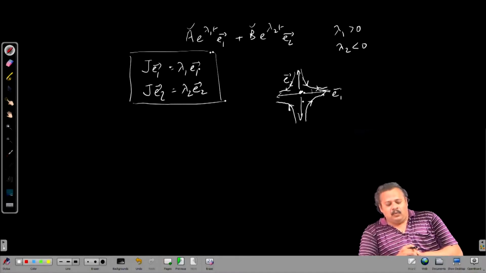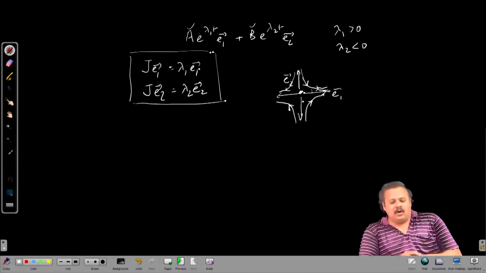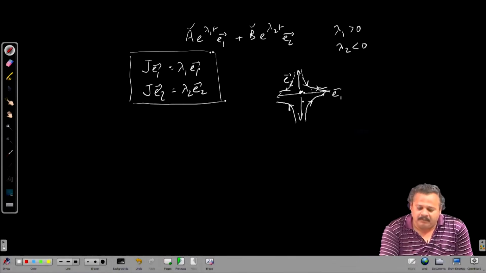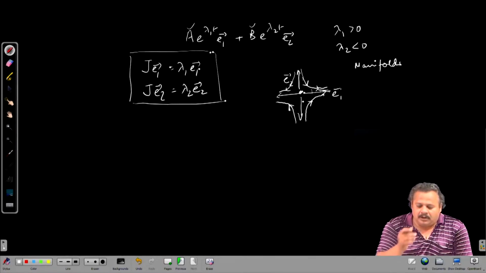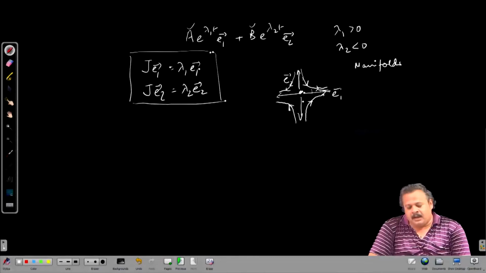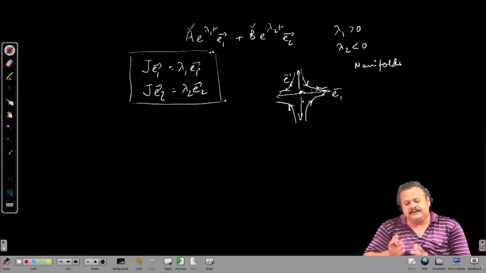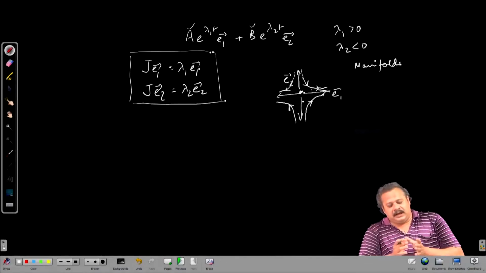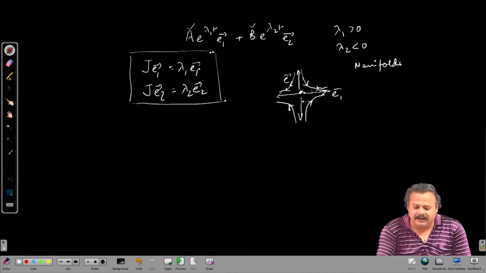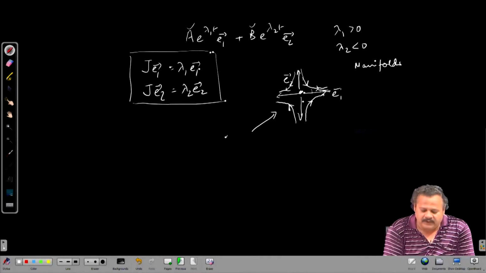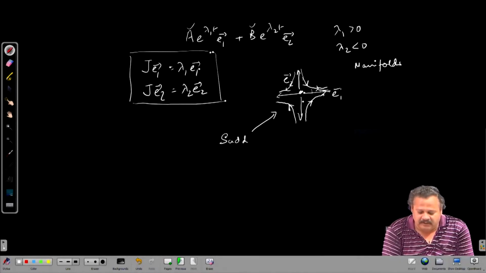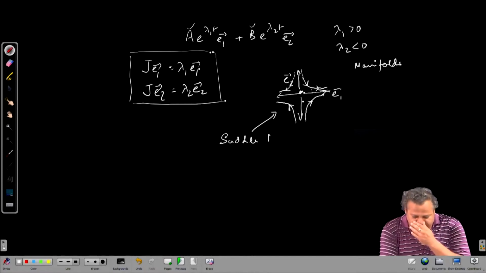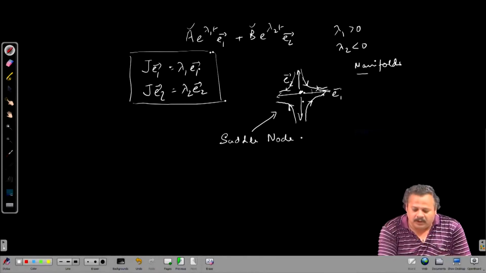So, along with this, we bring in the idea of what we call manifolds, the two essentially trajectories associated with any equilibrium point like this, which is called a saddle node. So, as we had said earlier, this kind of an equilibrium point is called a saddle node. So, what are the manifolds?